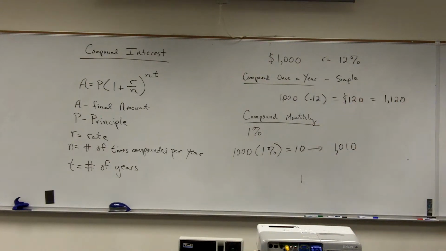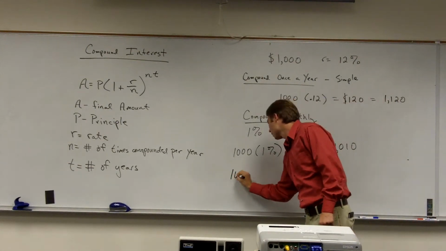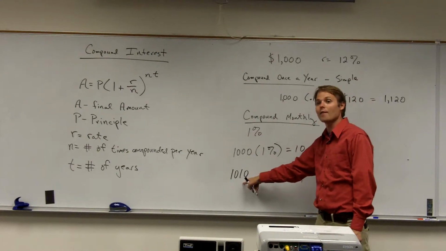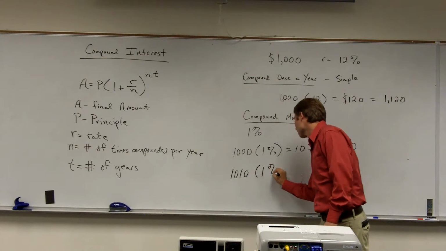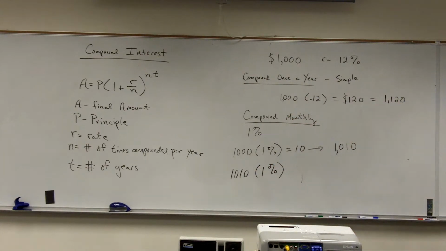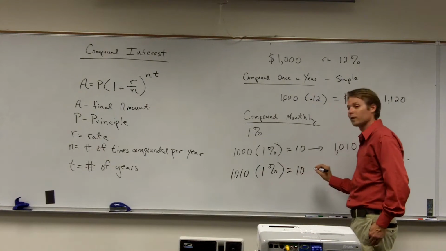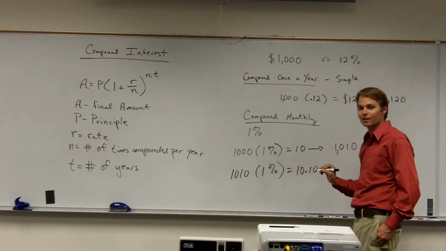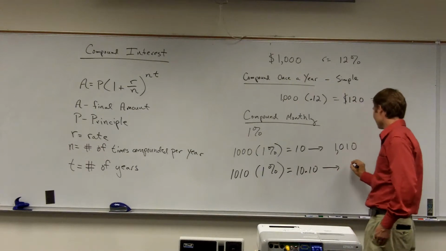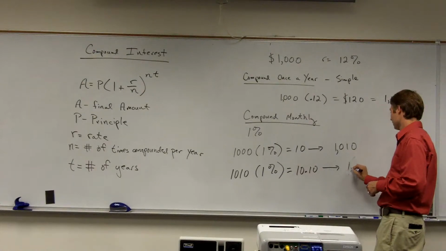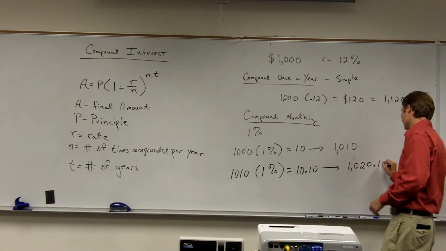So at the end of month one, you're going to have $1,010. But now, since you're compounding monthly, at the end of month two, they're going to take another 1%, but they're not going to take 1% of $1,000. They're going to take 1% of however much you have in there after it compounds, right? So now they're taking 1% of $1,010. So now the interest that you earn is not going to be $10 for that month, but you're going to get $10.10, so slightly more, right? And so now at the end of month two, you'll have $1,020.10.